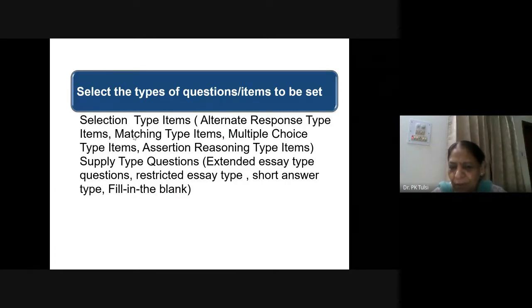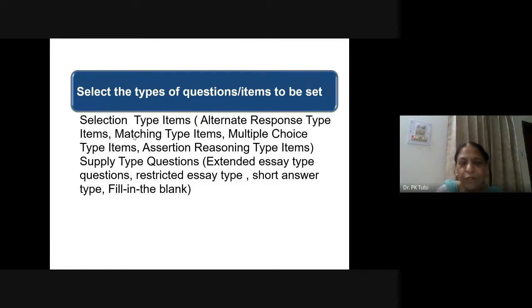Now, for example, explain the function of the various parts of an IC engine. This is an extended essay, maybe 10 marks or 20 marks you are giving to this. But then this question can be converted into a restricted essay, saying that explain the function of the following five parts of the IC engine. And you list those 5 parts, and then you say 5 into 2 is equal to 10. Each part, if you state the function, is of 2 marks, total is 10.